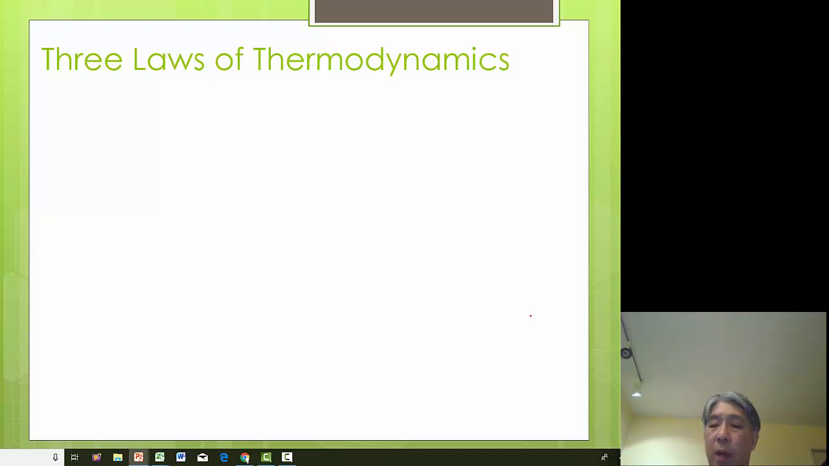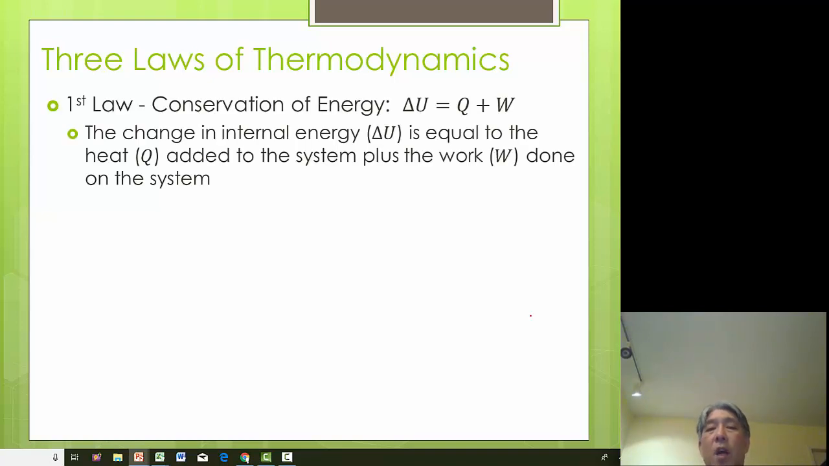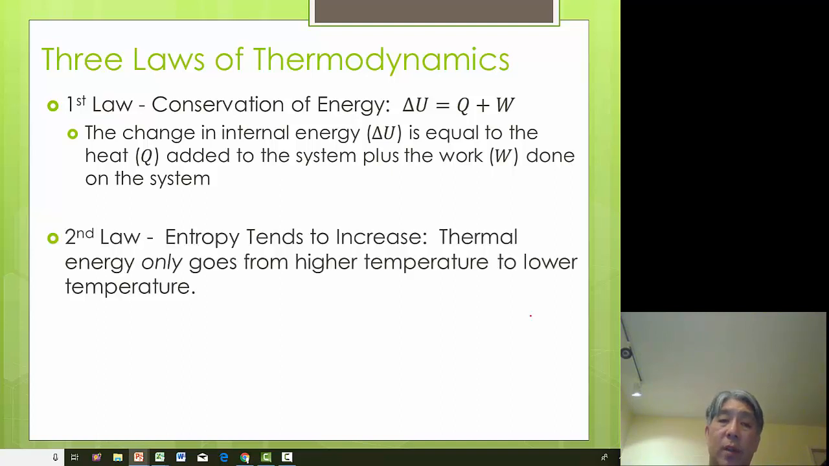These are the 3 laws of thermodynamics. We don't really need to know them in great detail, but I go over them anyway. The first law is the conservation of energy law. Delta U is the change in internal energy. Okay, and the change in internal energy of a system is going to be equal to the heat that I add to the system plus the work. Okay, remember, force times distance, plus the work that I do on the system. And that's just a conservation of energy statement.